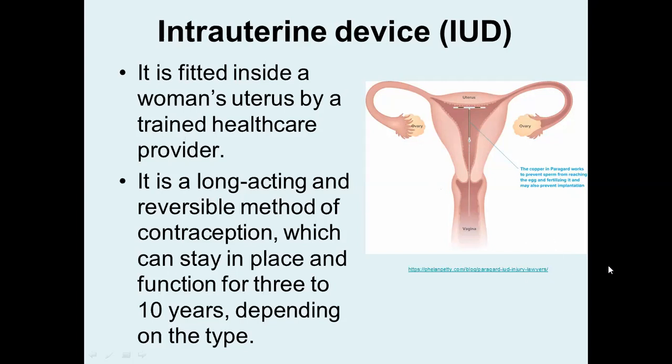Anyway, it's a long-acting but reversible method of contraception. In other words, if a female decides she wants to have a baby, it's very easy for it to be removed, again by a healthcare provider. It's not something that somebody can take out on their own. It can stay in place and function for between 3 and 10 years, depending on the type of IUD.